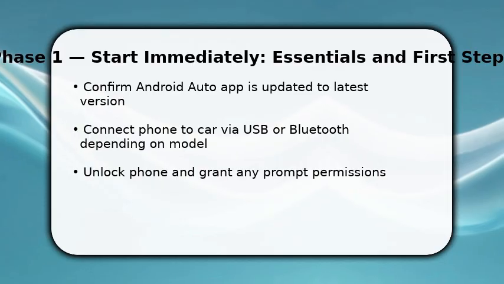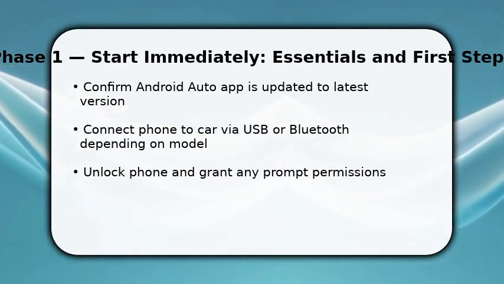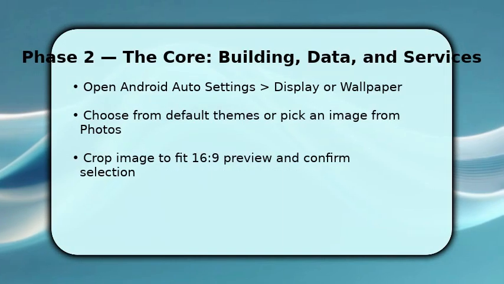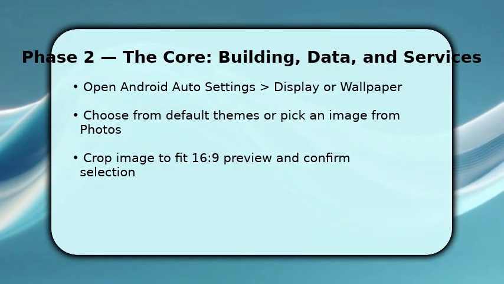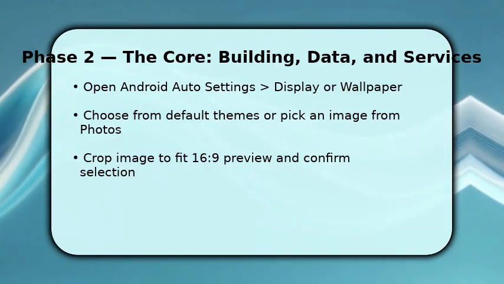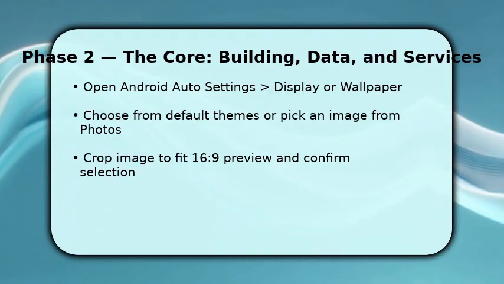Now, tap the menu or settings icon to begin changing the wallpaper. Don't skip granting access, or selection will fail. You now navigate into display or wallpaper settings. This is where choice is live. Select either a built-in theme for consistency or tap to pick a custom image from photos. Custom images let you personalize the car interface.